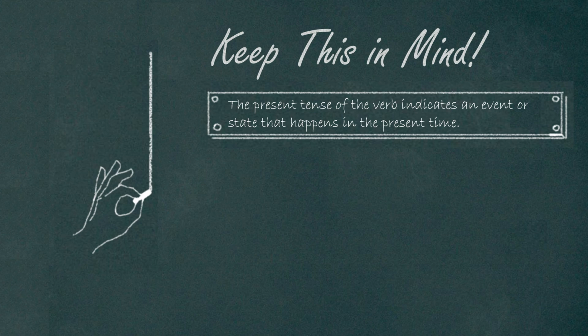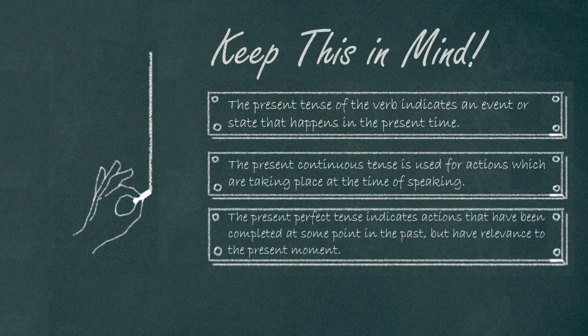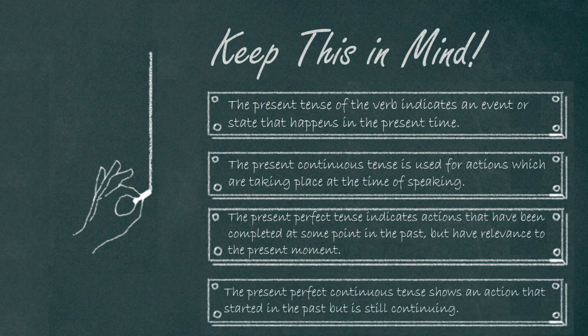A recap of what we have done. The present tense of the verb indicates an event or state that happens in the present time. The present continuous tense is used for actions which are taking place at the time of speaking. The present perfect tense indicates actions that have been completed at some point in the past but have relevance to the present moment. The present perfect continuous tense shows an action that started in the past but is still continuing.